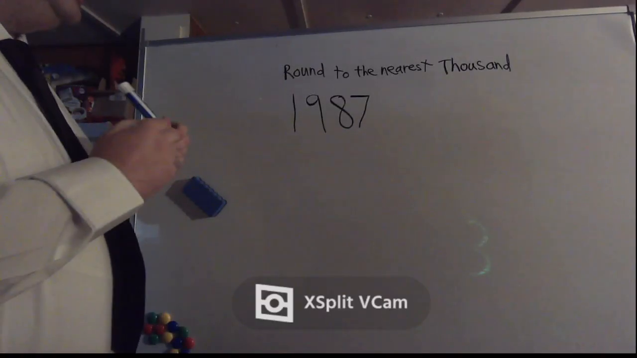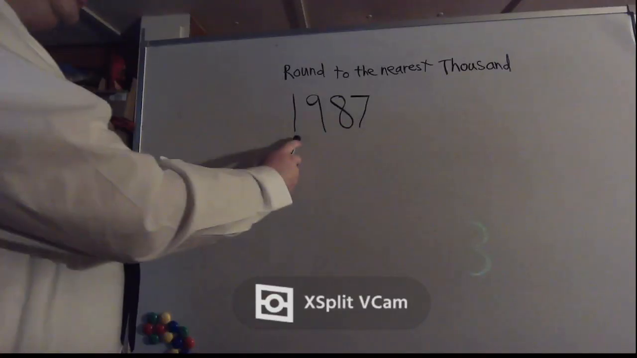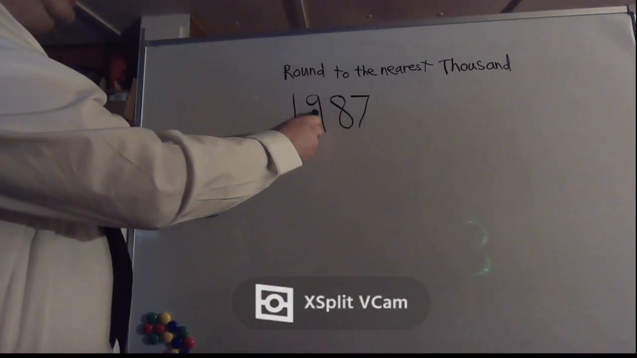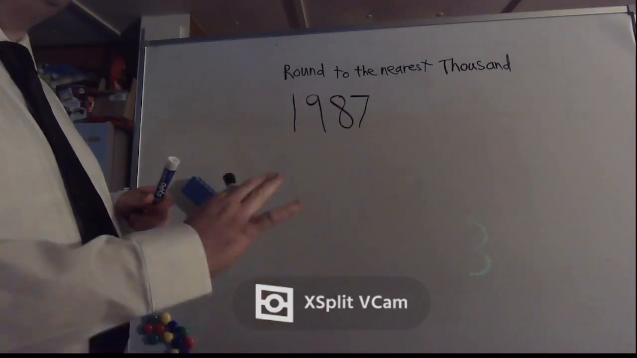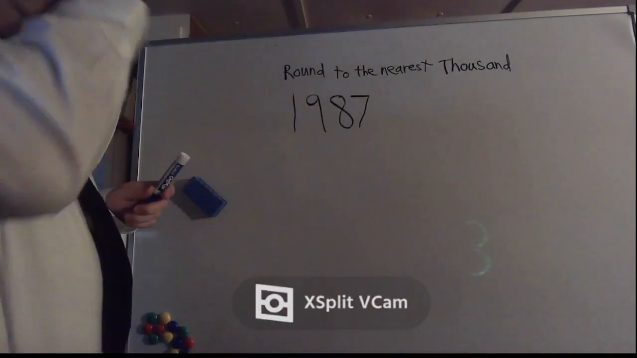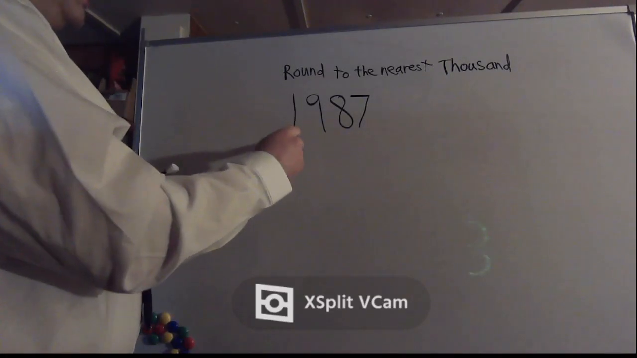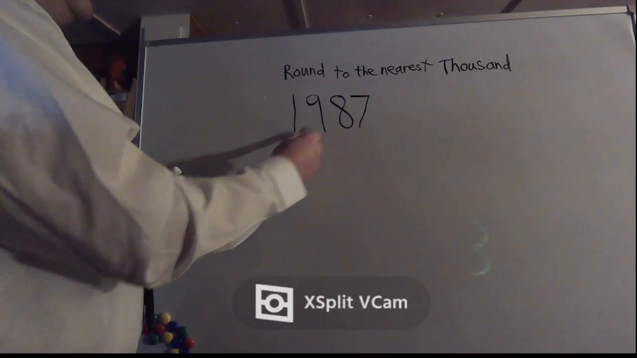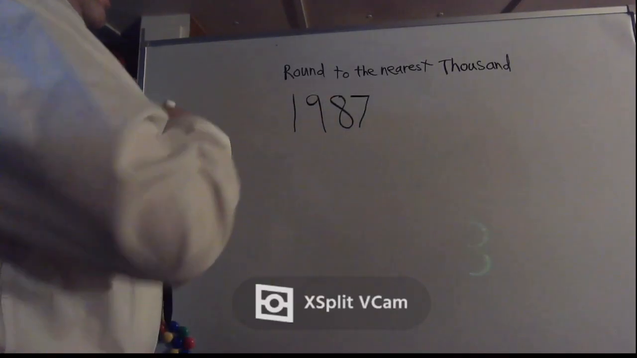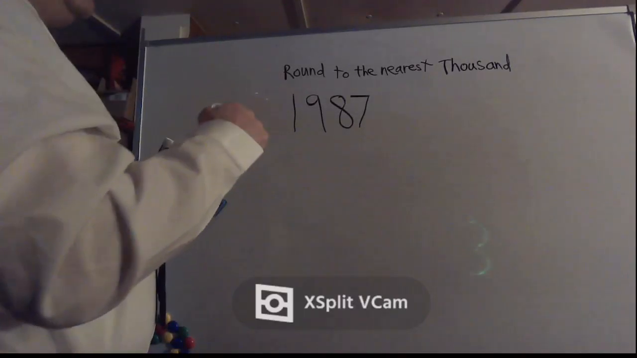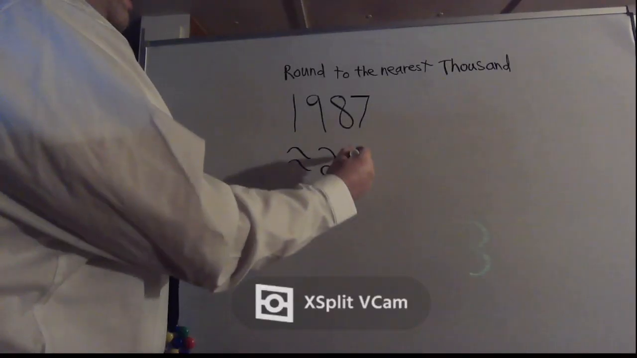1987. So, rounding to the nearest 1,000, you locate your thousands place, which is 1. You focus on the digit immediately to the right of that, which is a 9. You don't care about the 8 and 7. Your tens and ones places are irrelevant when you're rounding to the nearest 1,000. You fixate on the thousands place and then the place immediately to the right of it, which would be the hundreds place. Following the rule of 5 or higher in the hundreds place, we would round to approximately 2,000.